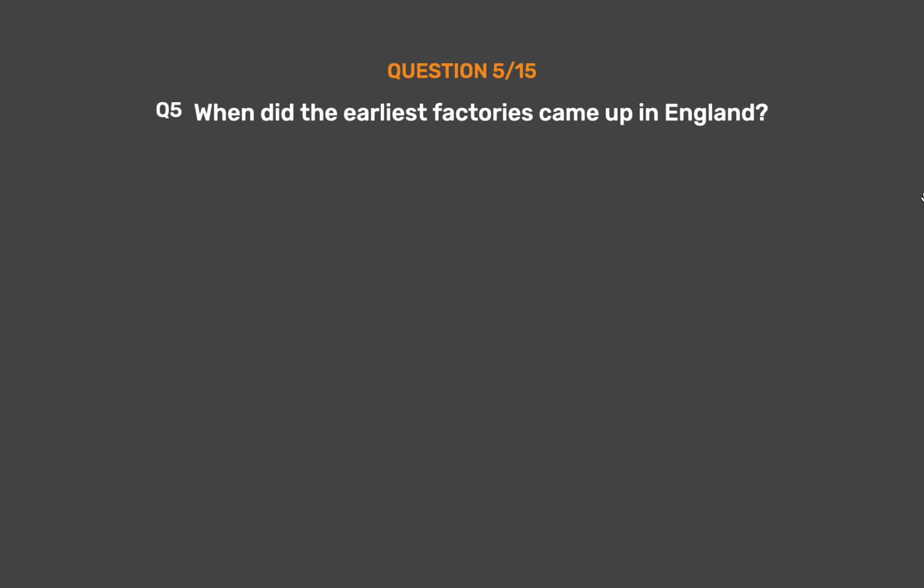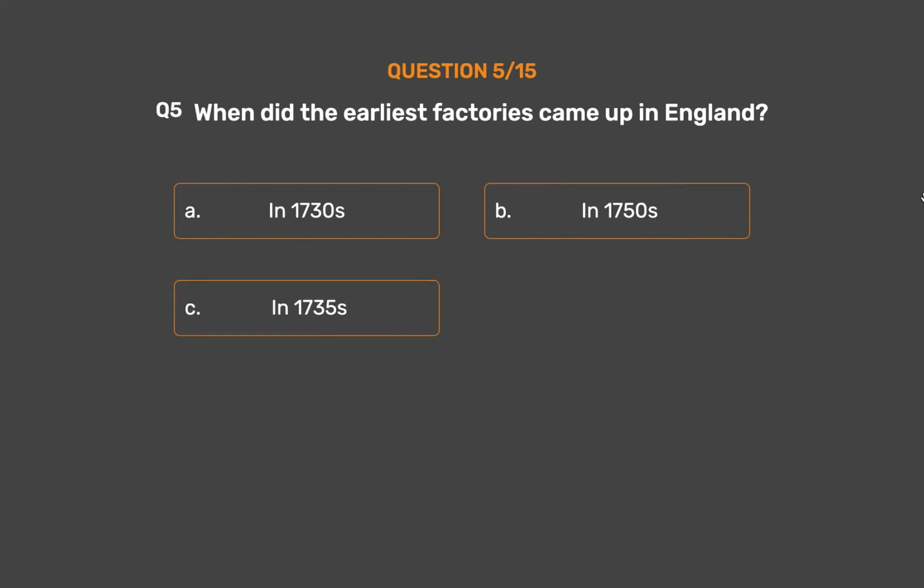Question number 5. When did the earliest factories came up in England? Option A. In 1730s. Option B. In 1750s. Option C. In 1735s. Option D. In 1748s.